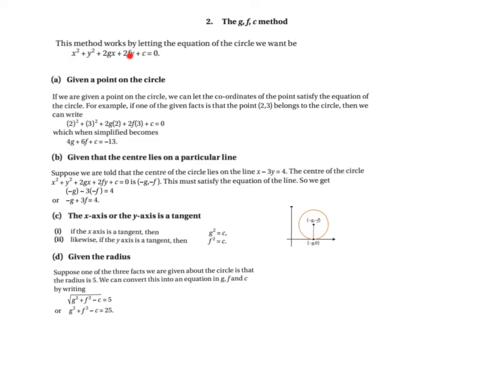And what will happen then is we'll end up with an equation in terms of g, f and c. So, for example, if I was told that the point 2, 3 belongs to the circle, then we can write, there's my x, so x squared plus y squared plus 2gx plus 2fy plus c is equal to 0. And when we simplify this, you'll see that we're going to end up with an equation in terms of g, f and c.